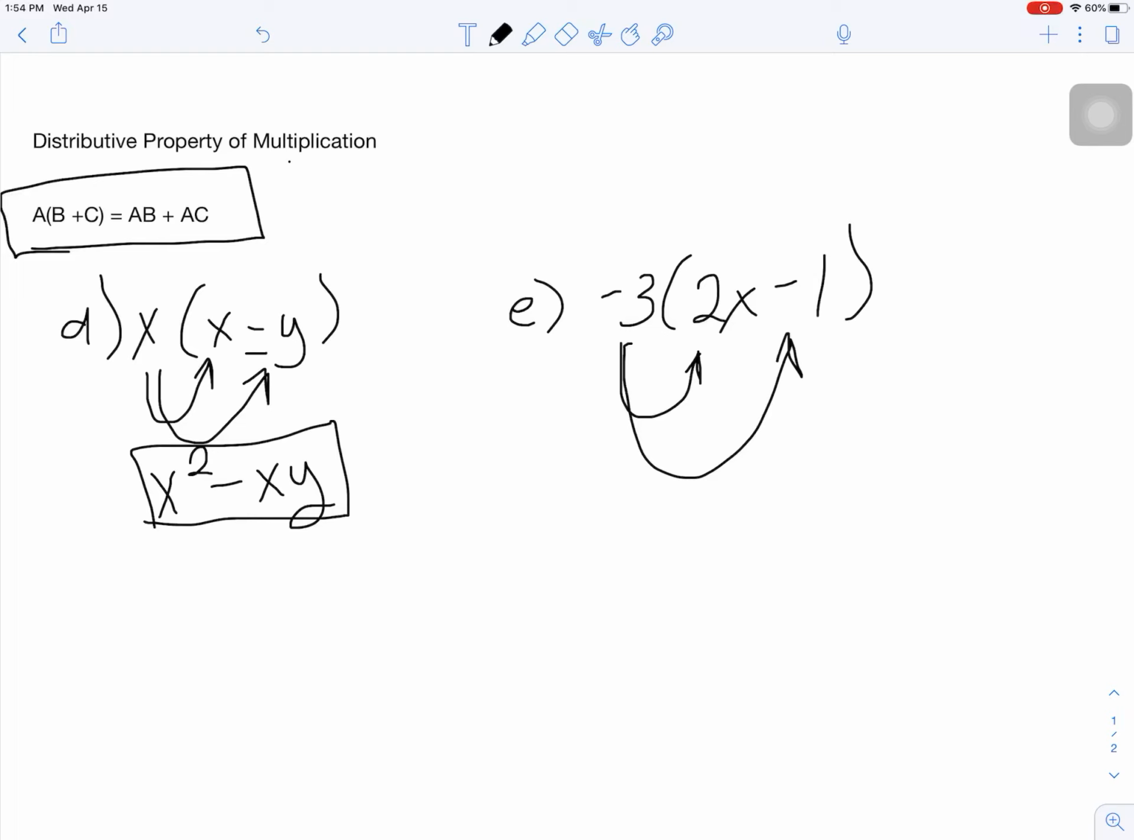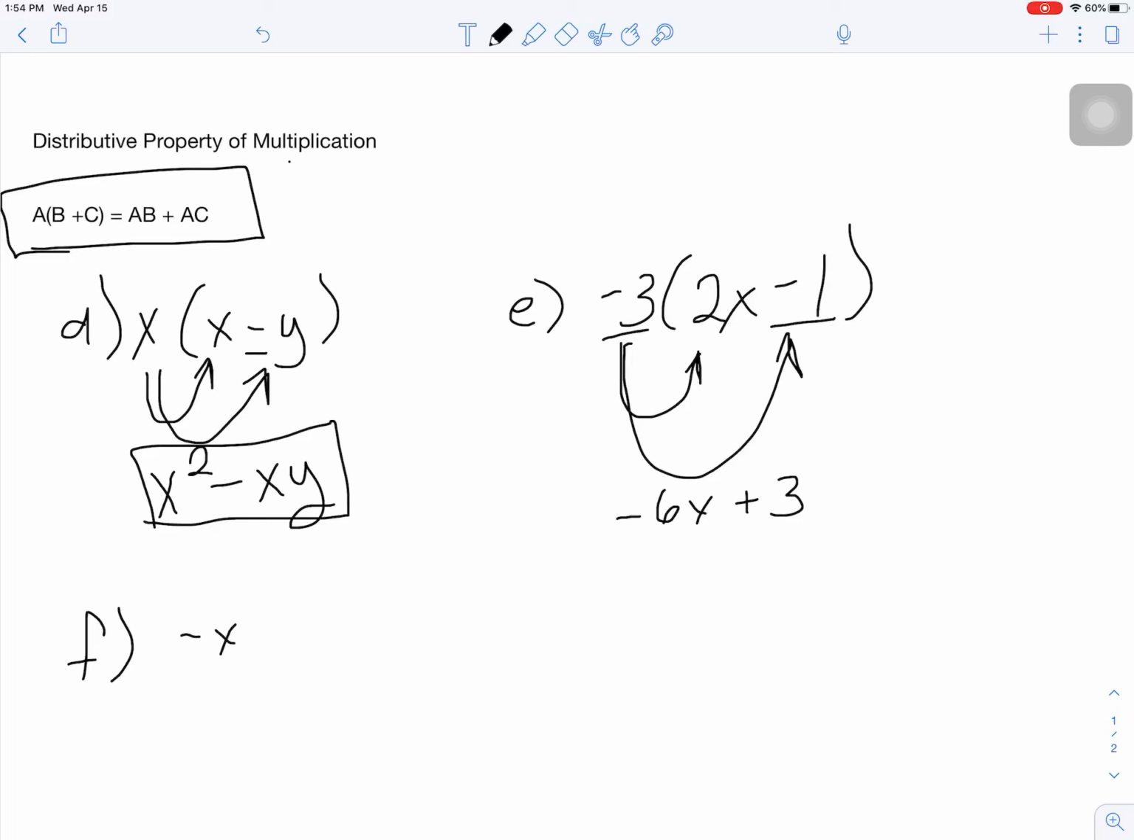Again, same concept, negative 3 times the negative 2x, and negative 3 times the negative 1. So negative 3 times 2x will give you negative 6x. Negative 3 times negative 1 gets you plus 3. So that will get you your correct answer. Let's move on to F.